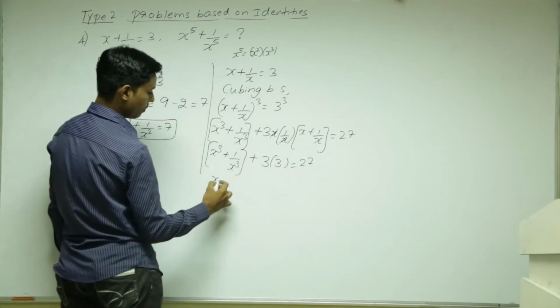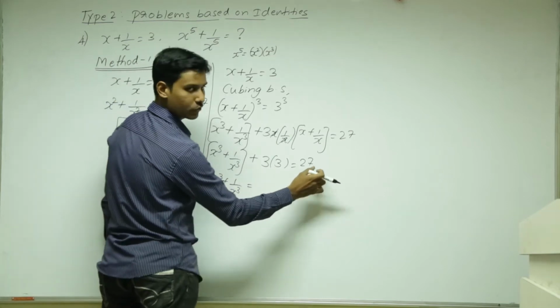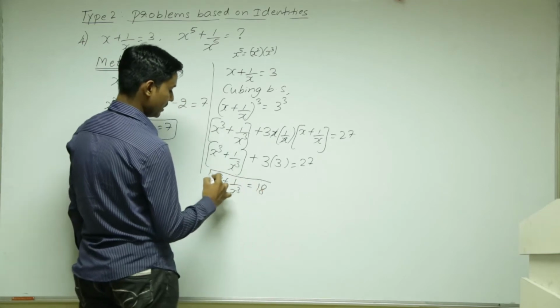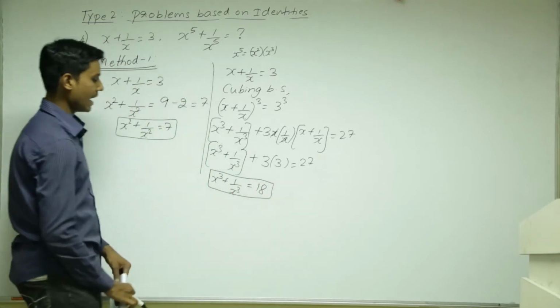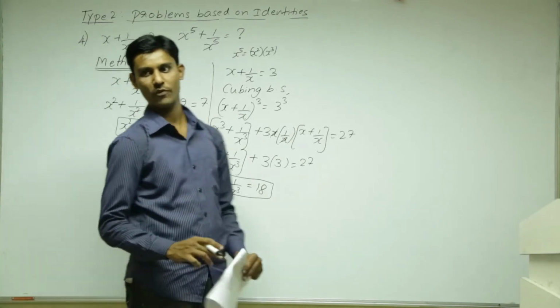So x cube plus 1 by x cube is nothing but 27 minus 9. If I shift this 9 to the right hand side, it becomes 27 minus 9, which is 18. Right? Now we have the x square plus 1 by x square value. We have the x cube plus 1 by x cube value.